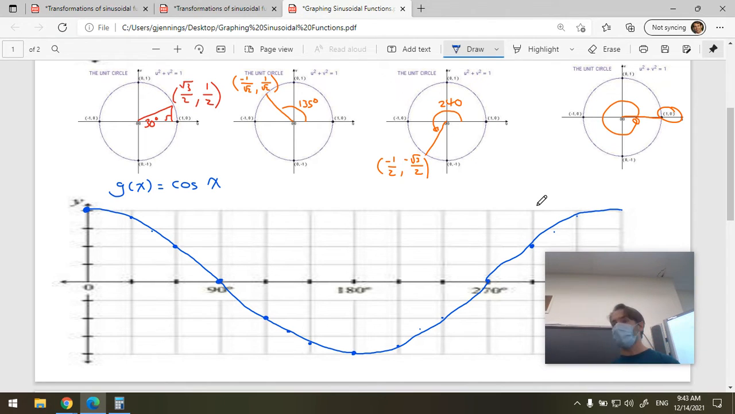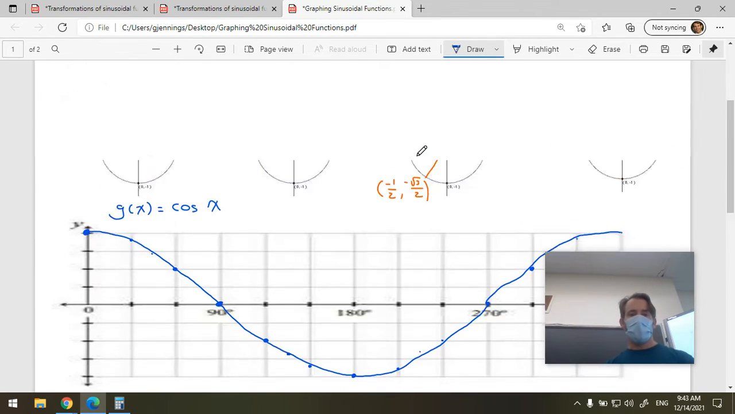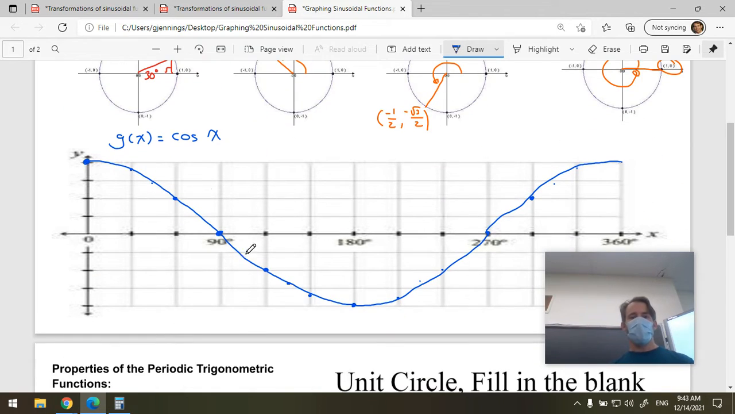Or if you're good with the unit circle, you can use your unit circles. Here's the unit circle at 30, and there's those values. And we have the unit circle over there. We filled that in as well while you were gone, so you can see the video. But anyway, here is sine, here is cosine. And these are the things we notice about them.